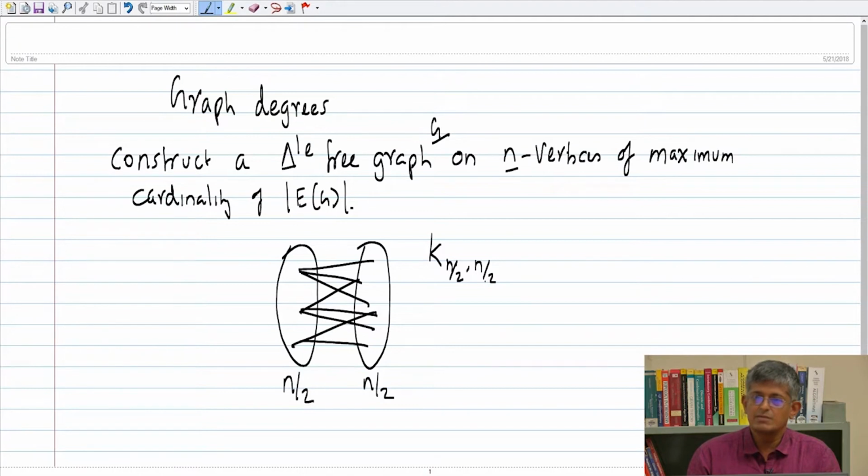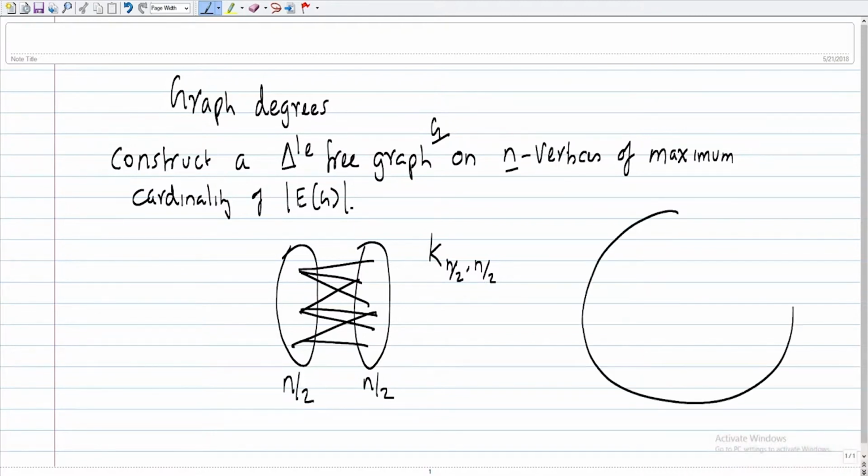Now, is the maximum at least n square by 4 or at most n square by 4? Remember, you want to construct a graph and maximize the number of edges but no triangles. I show you one. So is the maximum greater than or equal to this or lesser than this? Okay, maximum has to be greater than or equal to this, right? Imagine the set of all graphs. So how do you avoid this confusion, right? It's a simple confusion, right? How to avoid this confusion?